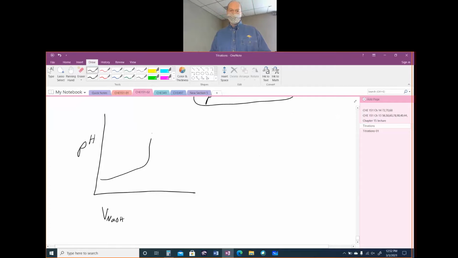Then we added base. We hit our equivalence point. All right, and so here is our equivalence point. That's when we had our 36 mils, and this is our 8.84 pH at the equivalence point. We also have our halfway mark, which is our 18 mils. That is the pH at the half equivalence point, which is equal to your pKa.